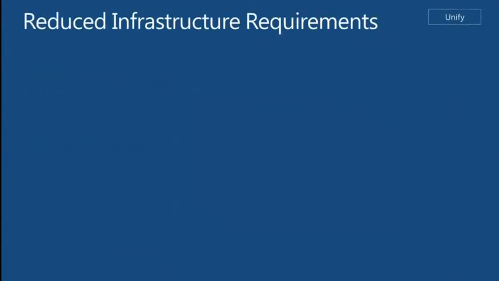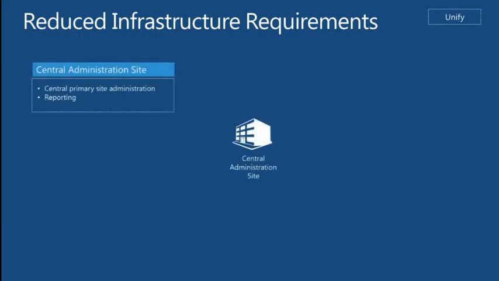So the first thing is reducing your infrastructure requirements. A number of you probably have site hierarchies in your existing 2007 environment where you have a central site, primary sites, maybe another layer of primary sites, maybe even another layer of primary sites, then some secondary sites. We've reduced that infrastructure for you by giving you a fixed or definitive size of your hierarchy.